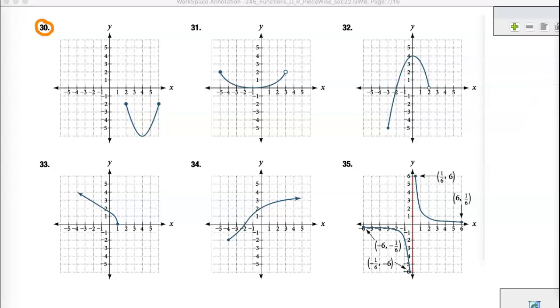When I ask myself about this ordered pair and this ordered pair, let's see what's going on. This ordered pair would be 2, negative 2. And this ordered pair looks like it's going to be 6, negative 2. And then you have all the points that are in between.